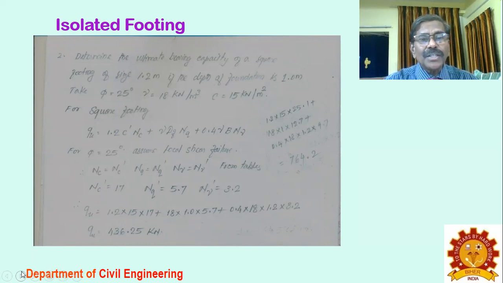So gamma Df Nq' and gamma B N gamma', all those things are substituted in this formula. When phi is equal to 25 degrees, you get Nc' , Nq' and N gamma'. From the tables, you get Nc' as 17, Nq' as 5.7 and N gamma' as 3.2 respectively. The straight substitution of all those values in the formula of q ultimate will yield a value of 436.25 kilonewton, which is the ultimate bearing capacity of the soil.